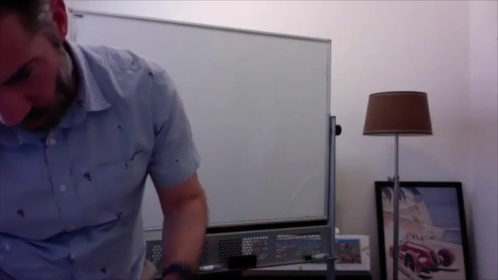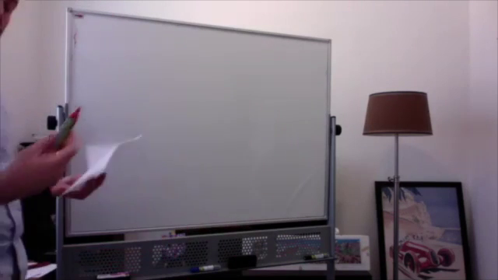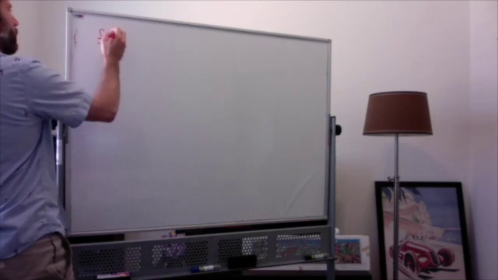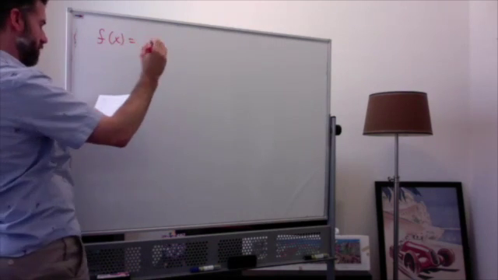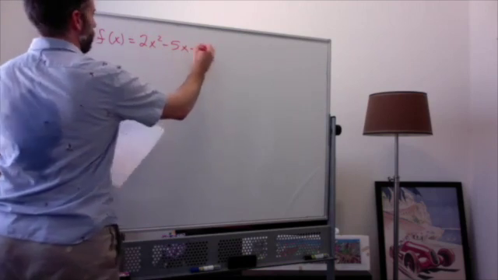Yeah, we'll do one more, and then there's a couple more at the end of the notes that will be on Canvas, and you can look at that as well too. So let's try graphing f of x equals 2x squared minus 5x minus 3.